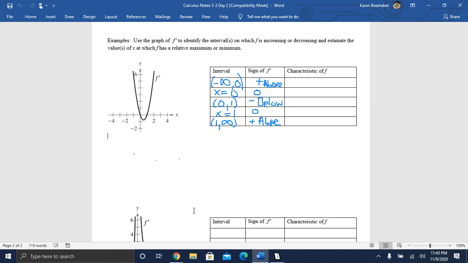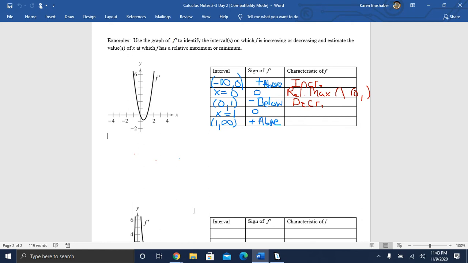So if f prime is positive, then f is increasing. I'm just going to abbreviate this time. If f prime is negative, then f is decreasing. And remember, we talked about that if your graph changes from increasing to decreasing, then you have a relative maximum. Now, on that relative maximum, all you know is your x value. We don't know your y value, but we do know that it happens when x is 0.